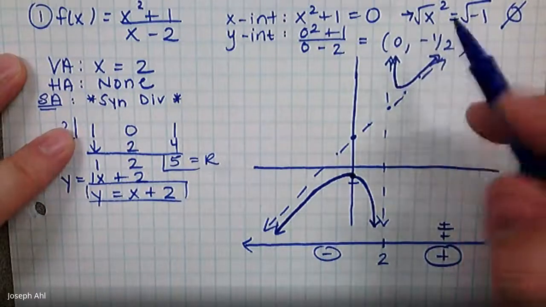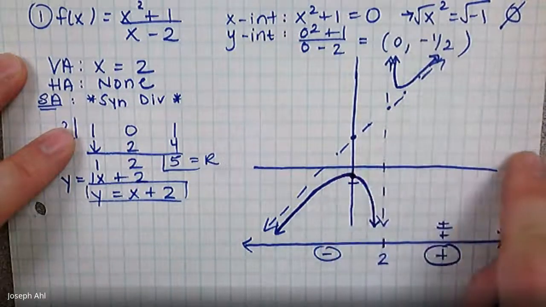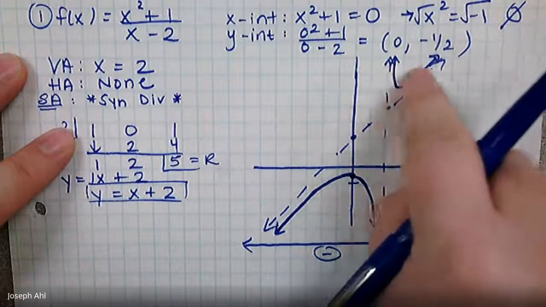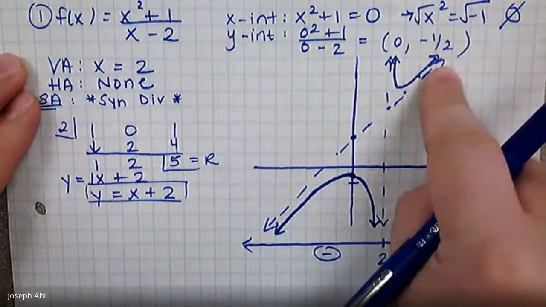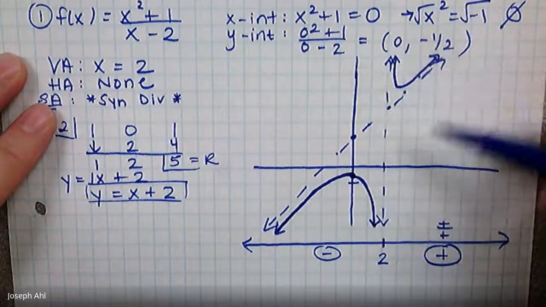We kind of ran out of space a little bit. But as I approach the vertical, it's going to go up to infinity. As I go to the right forever, what does this graph want to do? It wants to hang out with its linear slant asymptote friend, y equals x plus 2. So that's the general pattern that the graph takes on.